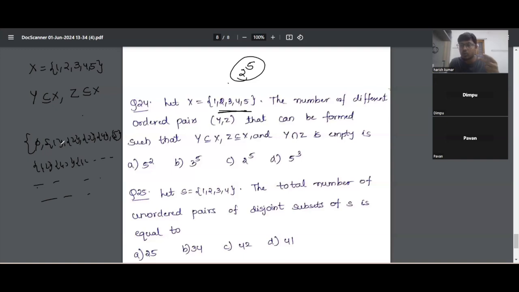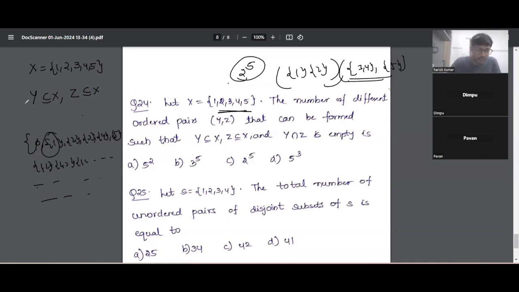Now out of these I have to select 2 for an ordered pair. For example, one is the set Y and the other is the set Z. So this will be one ordered pair, which is following our conditions. Again, if I say the set 3 comma 4 and the set 5, this will be another ordered pair. Yes or no? Now we have to see how many such ordered pairs can be found. That's our important criteria, right?